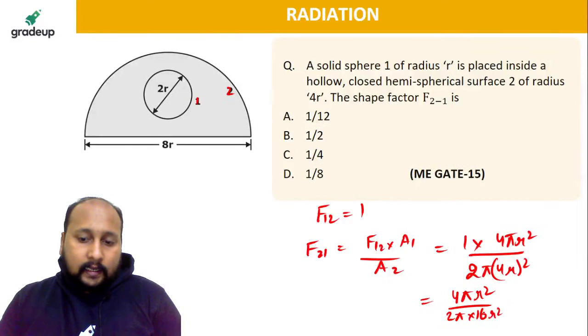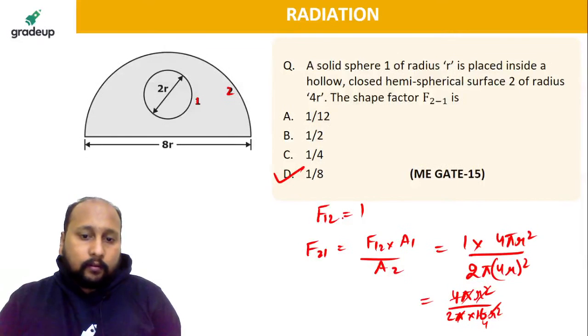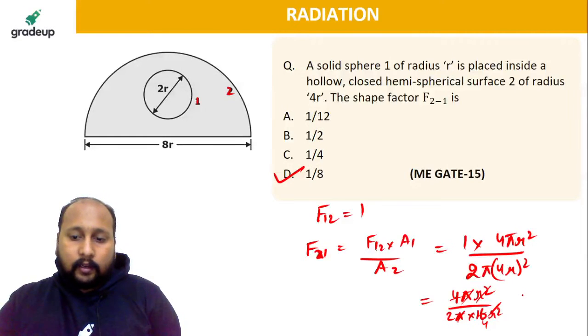Now tell me, what is the correct answer? r and r square get cancelled, pi gets cancelled, this is 4. 1 by 8. F21 is 1 by 8. Where did you commit the mistake? It is equal to 1 by 8.